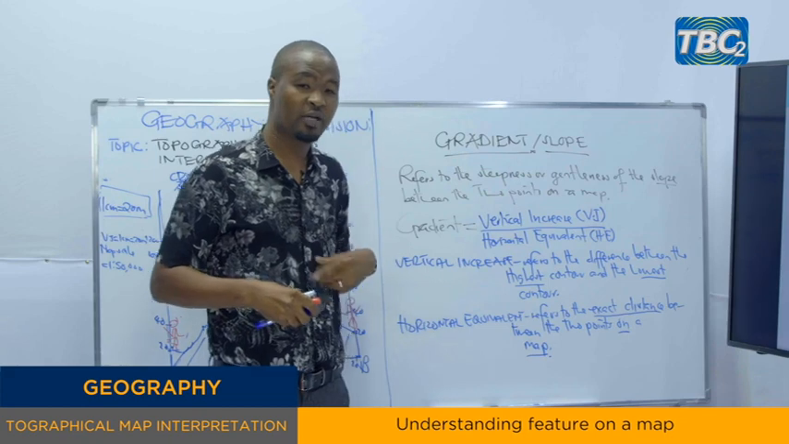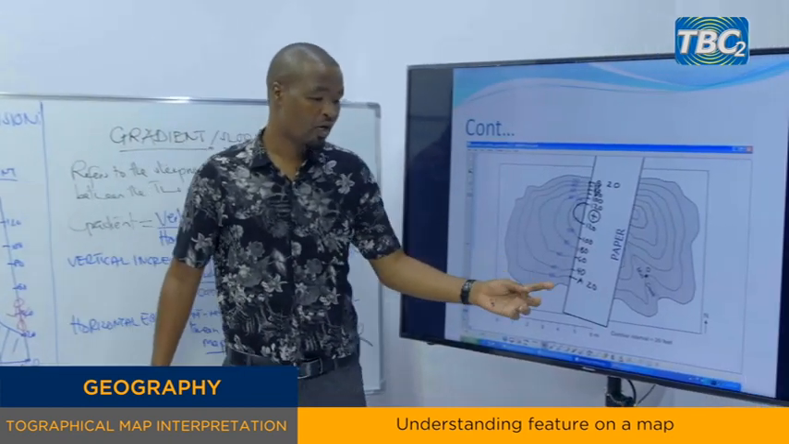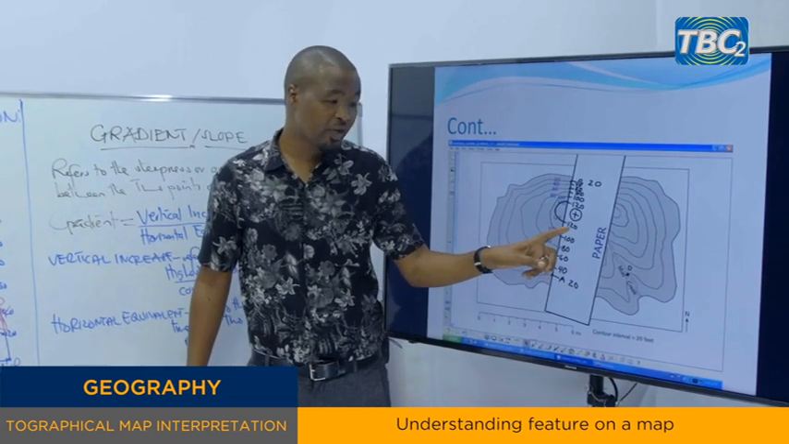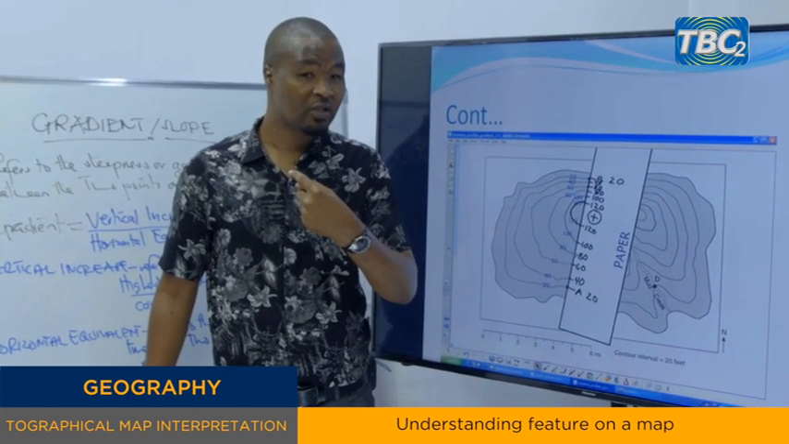So let us refer to our diagram right here so that I can show what is vertical increase, you see? The lowest contour right here is 20, and the highest contour, as you can see, is 120. So what is vertical increase?